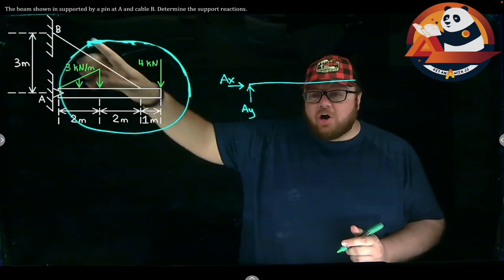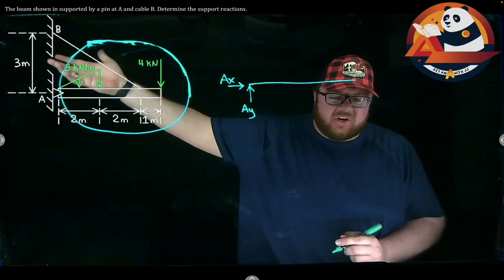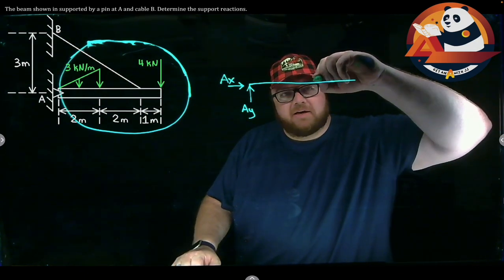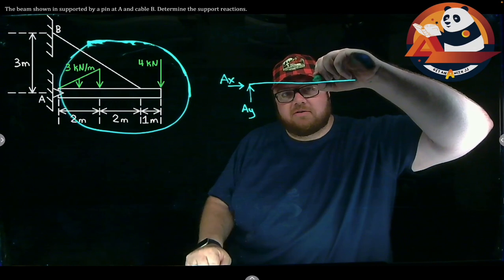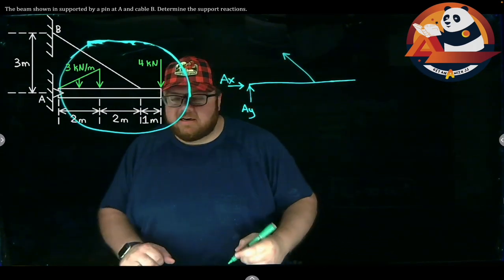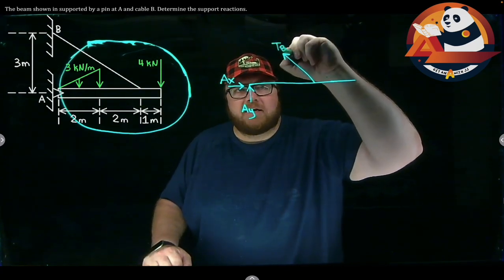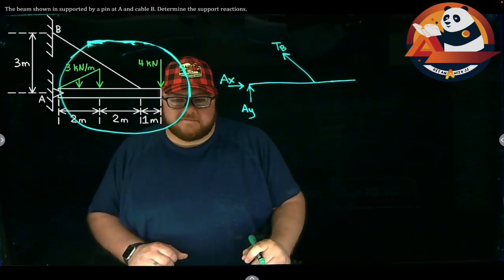A cable, I know a cable has to be in tension. This is the one support reaction I should be able to get correct every time. I'm going to show it. It should leave my circle, so it's going up and to the left. I'm going to have some tension in here. All that we know is it goes to point B, so let's just call that TB, the tension in cable B.